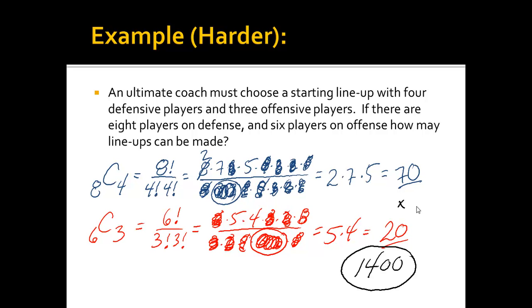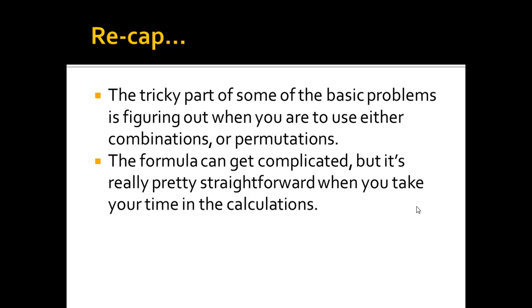The hard part here is thinking about when you're actually doing a combination. The tricky part of some of the basic problems is figuring out when you're using either combinations or permutations. What a lot of kids do is they think it's a combination when it's a permutation, and it's a permutation when the order matters. And the second thing that you typically see here, the formula can get complicated, but it's really straightforward when you take your time in the calculations. Alright, I hope this helps.